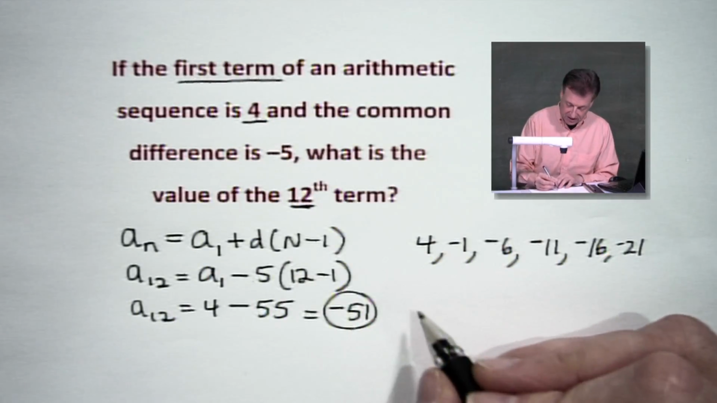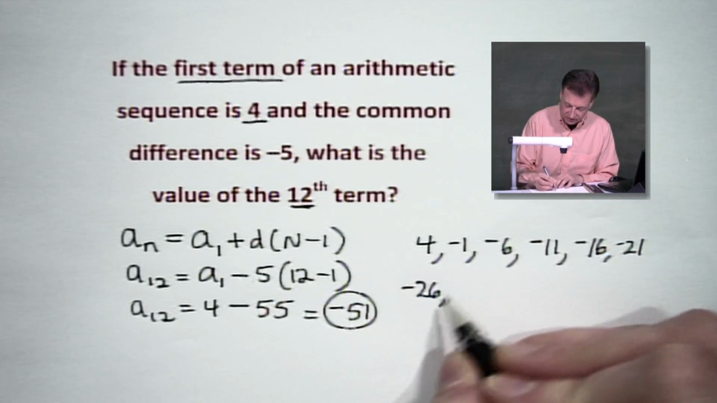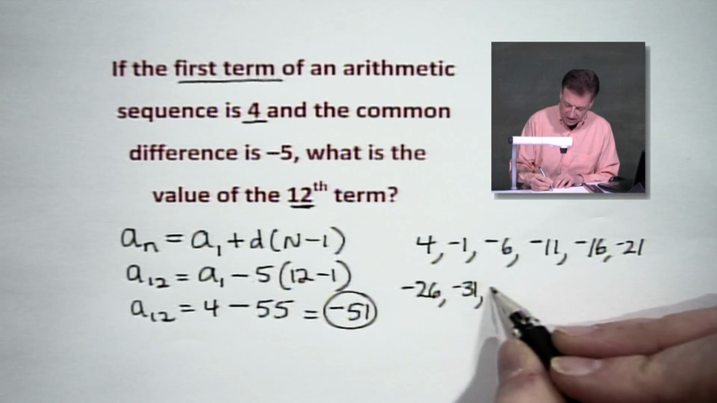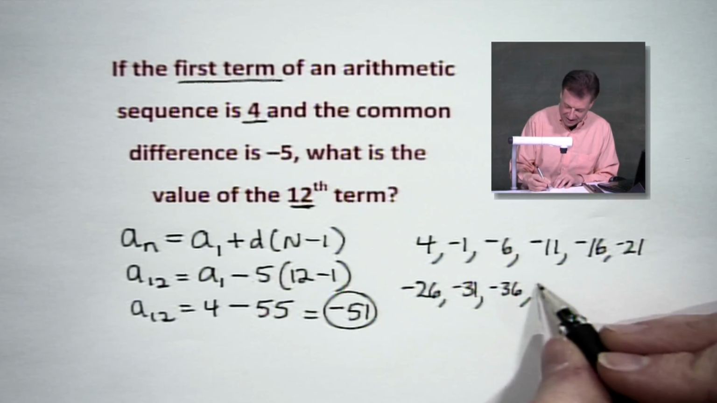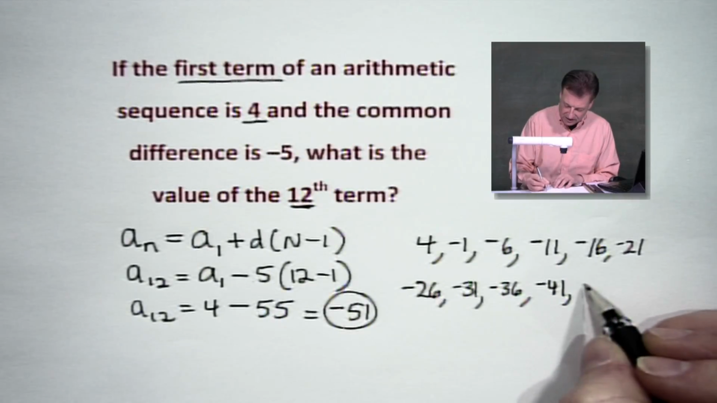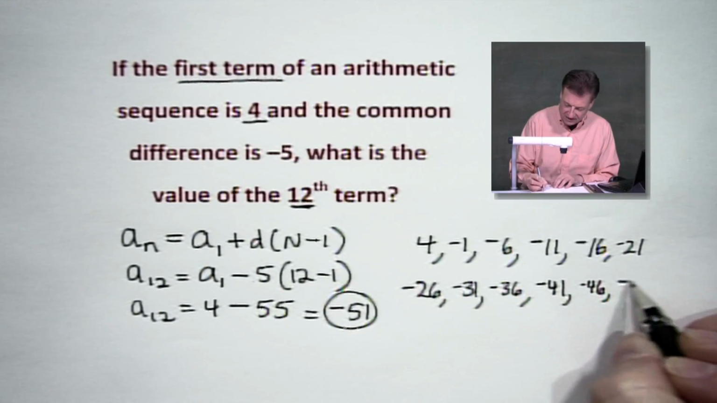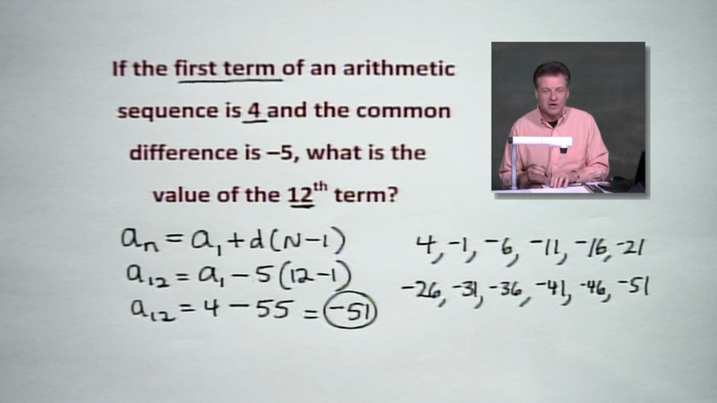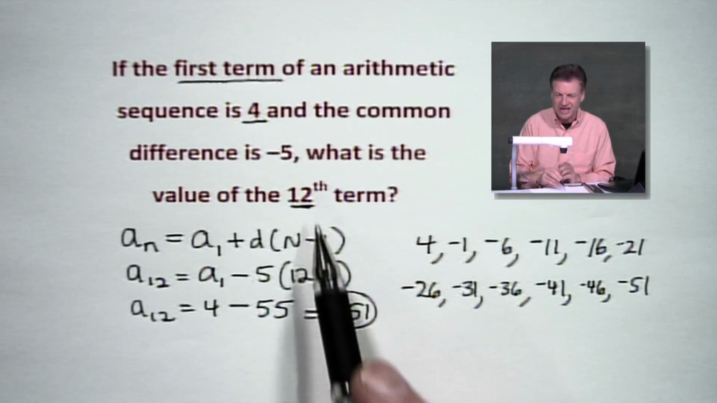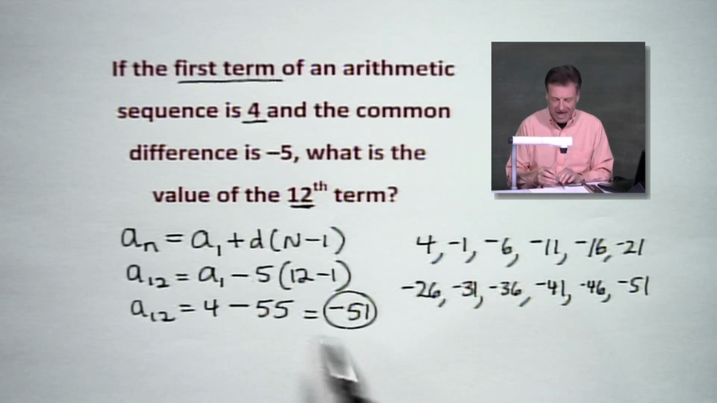-26, -31, -36, that's number 9. You getting the idea? It's going to make it, isn't it? -41, -46, and finally 5 more, -51. You say, well, we could write all that down. Yeah, we could, but it takes a long time. It's a lot easier to just use that formula, and go straight to it, especially if you're getting to the 100th term or something like that.